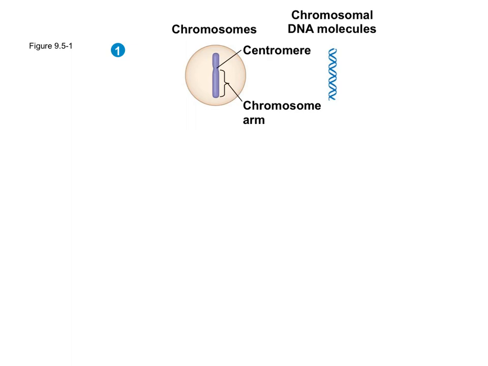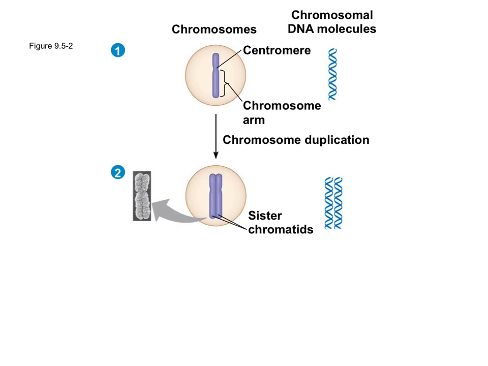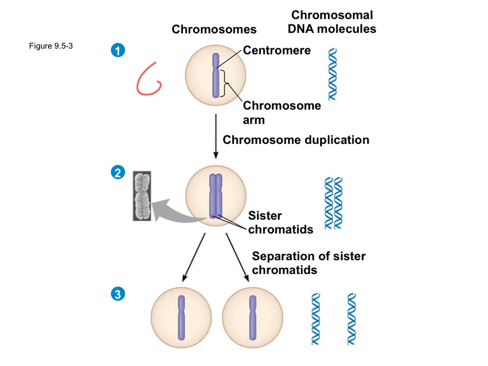So one more time, here would be my cell, let's say in gap 1, and then I have copied it in S phase, and now I have two identical sister chromatids. And then, so this was S phase, and now I do mitosis, separate those two sister chromatids into two separate cells. So here's my one chromosome, which has now become two separate chromosomes.